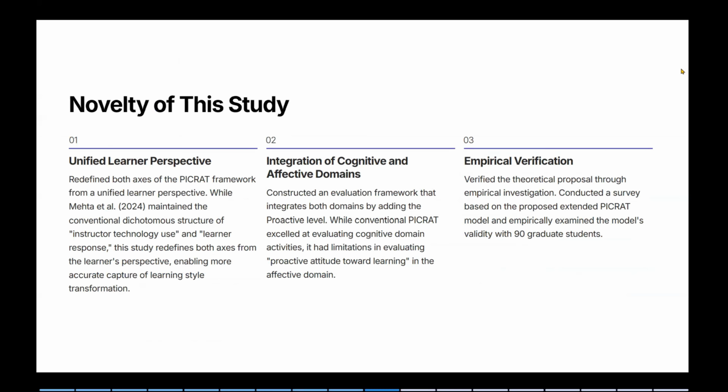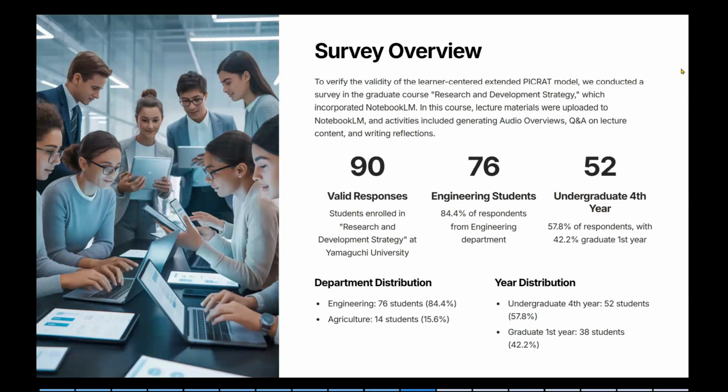Our study has 3 main contributions. First, unified learner perspective. We focused on the learner, not the teacher. Second, integration of the cognitive and affective domains. The proactive level captures attitude towards learning. Third, empirical verification. We tested our model with real students. We conducted a survey to test the model. We had 90 valid responses.